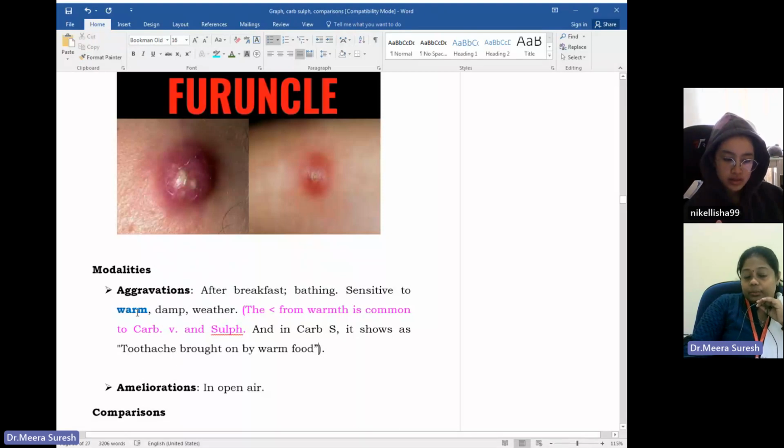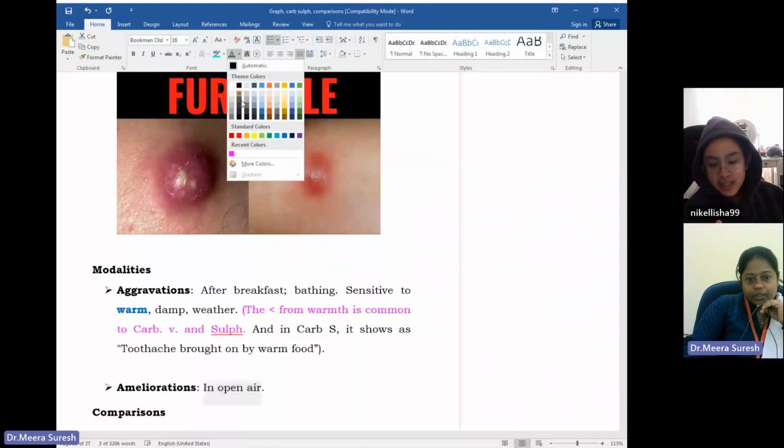So just to bring your notice to that only, I brought these symptoms. You don't have to remember this one, carbonium sulfuratum. It shows toothache brought on by warm food. Then amelioration will be in open air, like pulsatilla and even sulfur. They have that desire for open air.